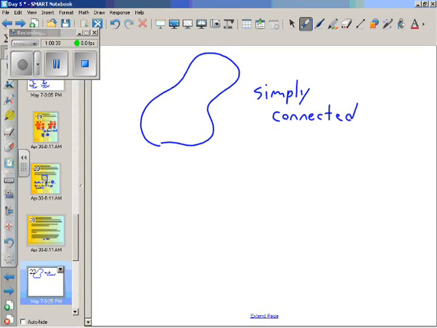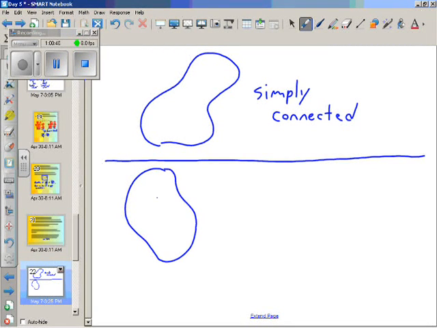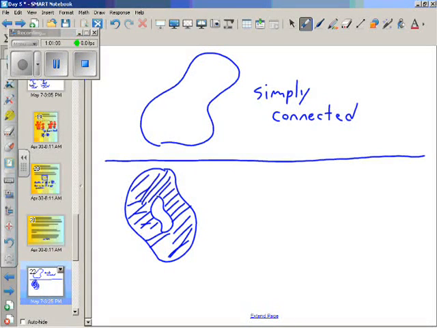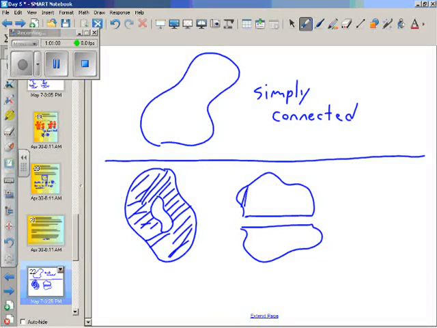Whereas each of the following fails to be simply connected. So we could have something like, if we want this region here and throw out this hole in the middle, then that fails to be simply connected. Or if we have this break in the middle, that also fails to be simply connected. So all simply connected means is it doesn't have any holes, no gaps. It's just one solid piece.